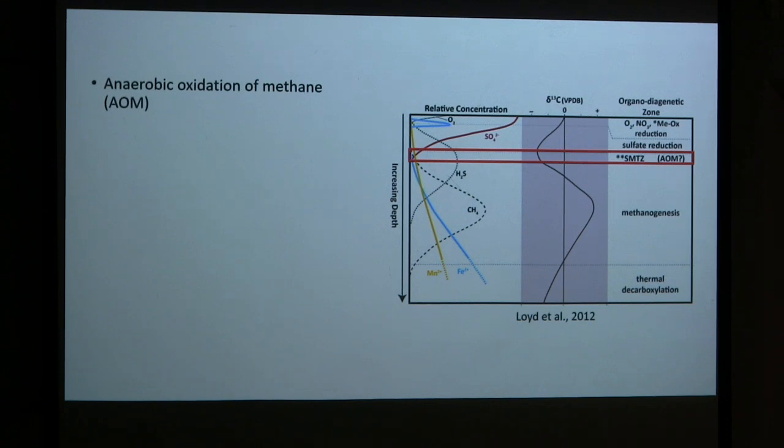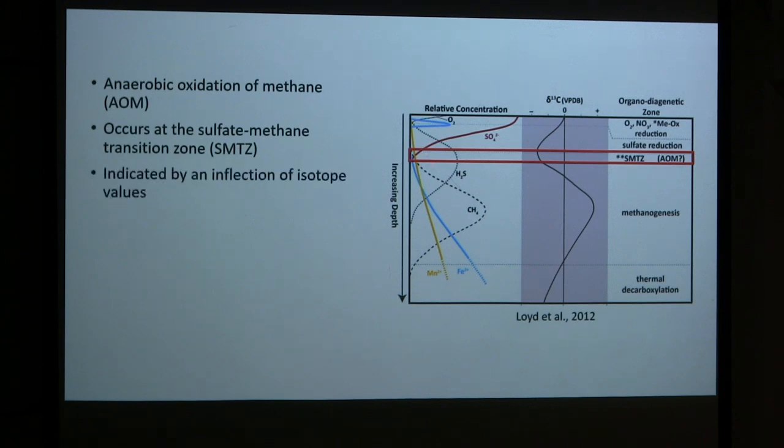Next is the anaerobic oxidation of methane, or AOM. This occurs at the sulfate-methane transition zone. So as you can see, as sulfate is being drawn down and methane begins to be created, there's this little transition zone. This is indicated by an inflection of isotopic values, and I'll get to why that is later. But as you can see, it's negative and then it just kind of turns and starts heading back towards zero. Now, all these processes happen in alkaline environments, but this process specifically also consumes free protons.